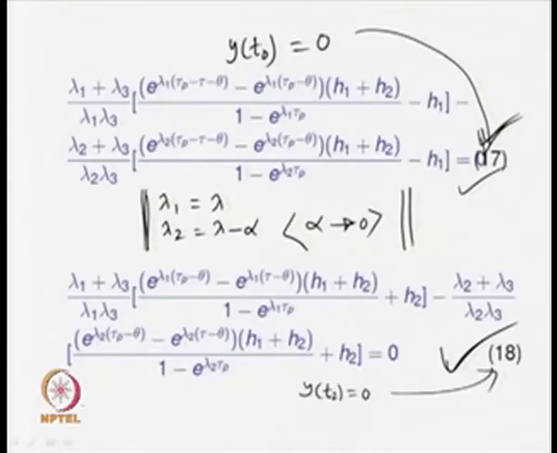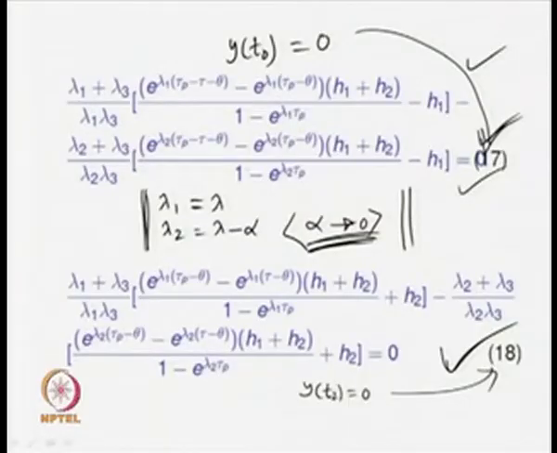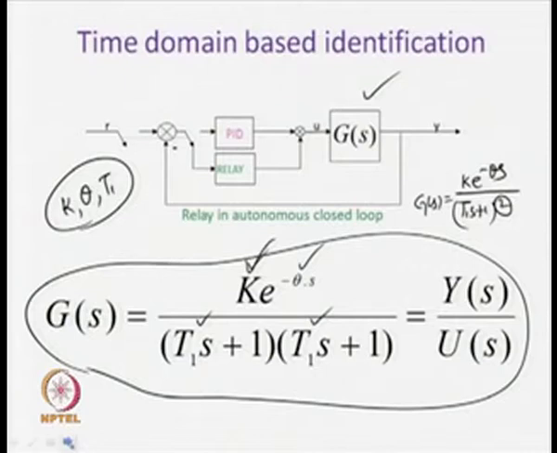and subsequently I cannot use the analytical expressions. So, to use the analytical expressions, please assume lambda 1 to be equal to lambda, lambda 2 to be equal to lambda minus alpha, where alpha tends to 0. With this assumption, it is possible to use the 4 analytical expressions we have derived for identifying the general transfer function model. So, whatever I have taught so far, let me repeat.